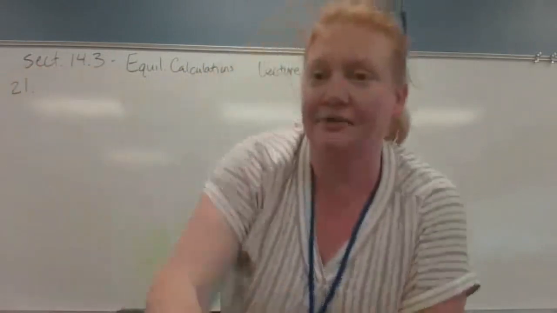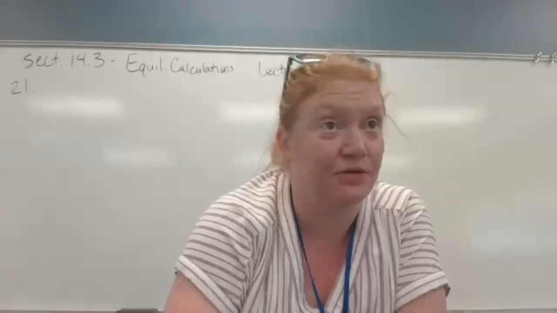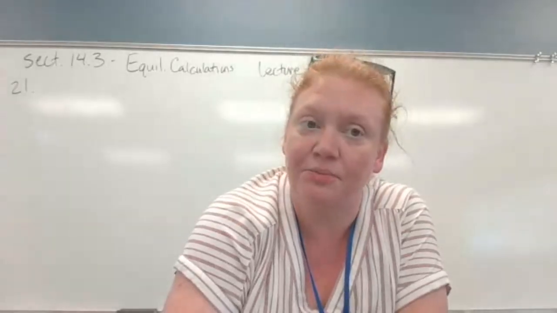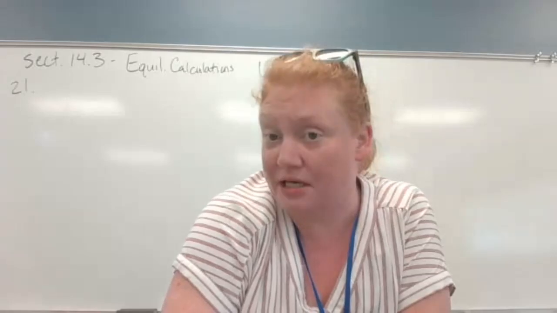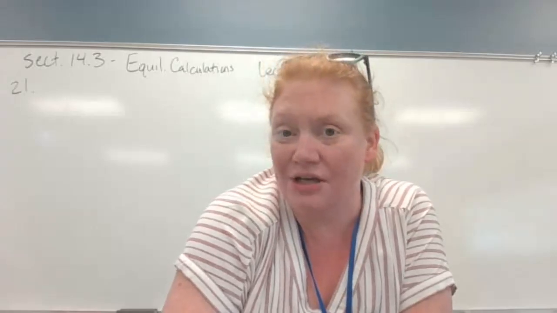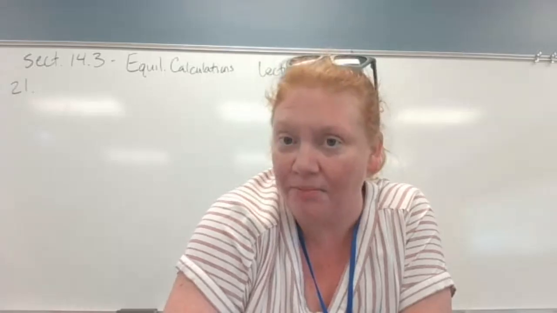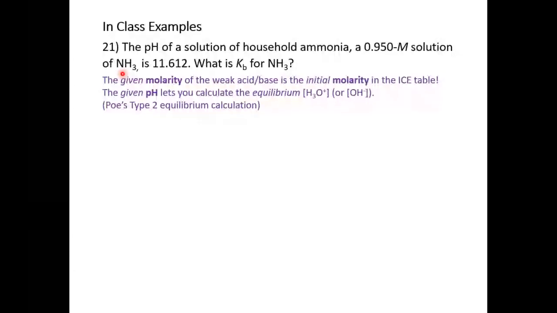And this is a base equilibrium. How do we know it's a base equilibrium? I'm asking what is KB? That's one thing for sure. You should recognize that the compound ammonia is a base. Okay? You should know that. There's a 0.950 molar solution of ammonia. That molarity, like we discussed yesterday, that given molarity of your weak acid or base, is the initial molarity in the ice table.